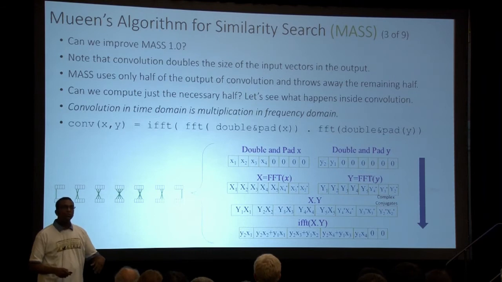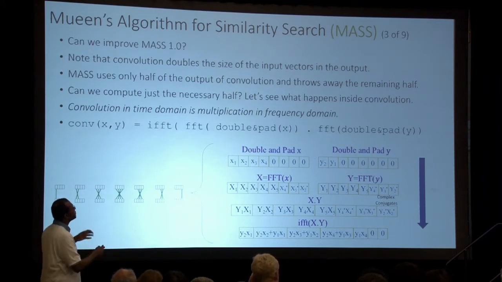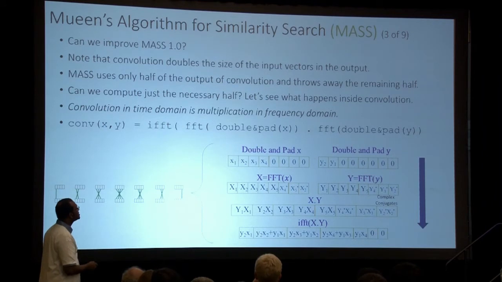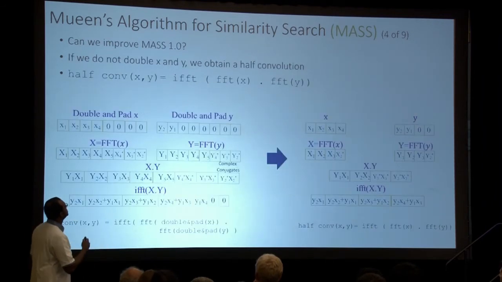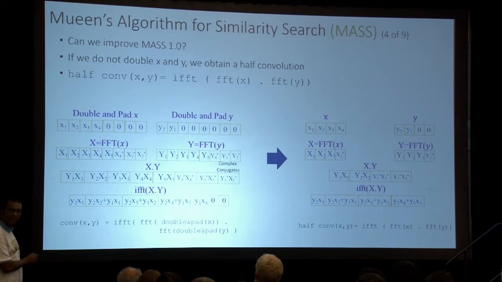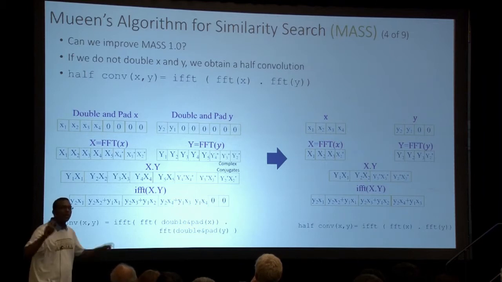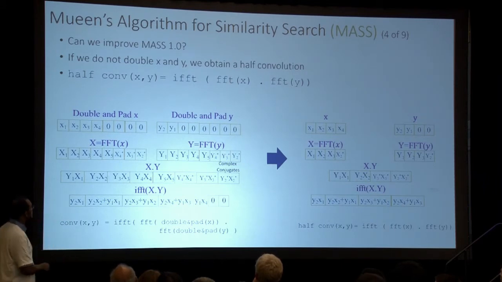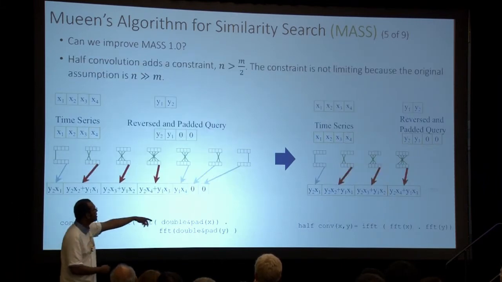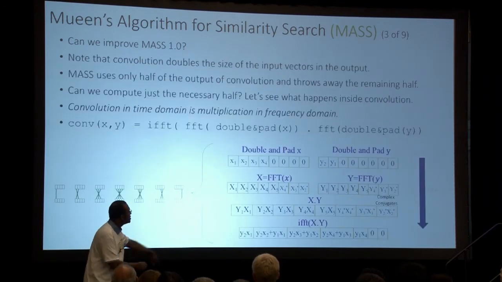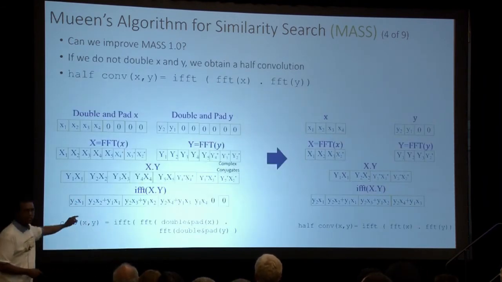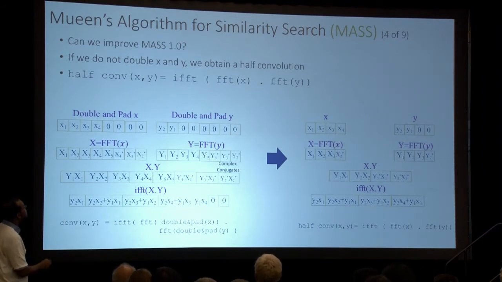And the solution for the interest of computing only the necessary part is that you don't double. Instead of doubling, you just take the Fourier transform of x, take the Fourier transform of y, multiply that, and take the inverse Fourier transform, and we call it half convolution. And if you do that half convolution, basically this whole thing I just showed, if I go back, this picture here is identical to this picture here. And if you don't double and pad, it becomes like this.